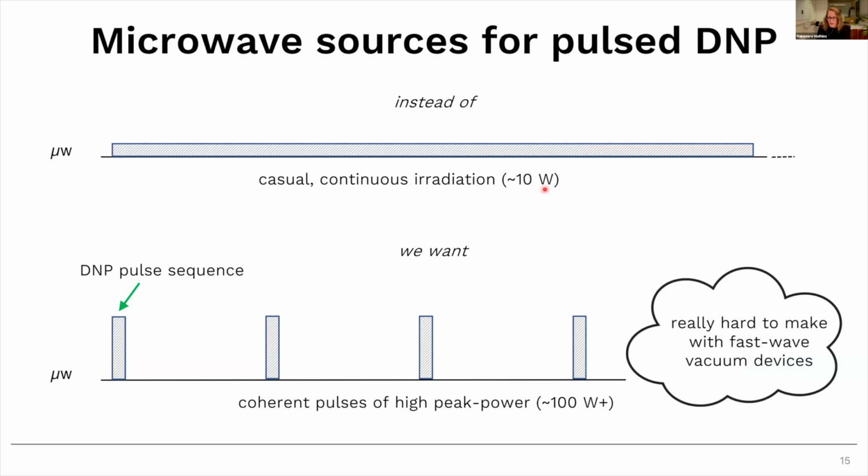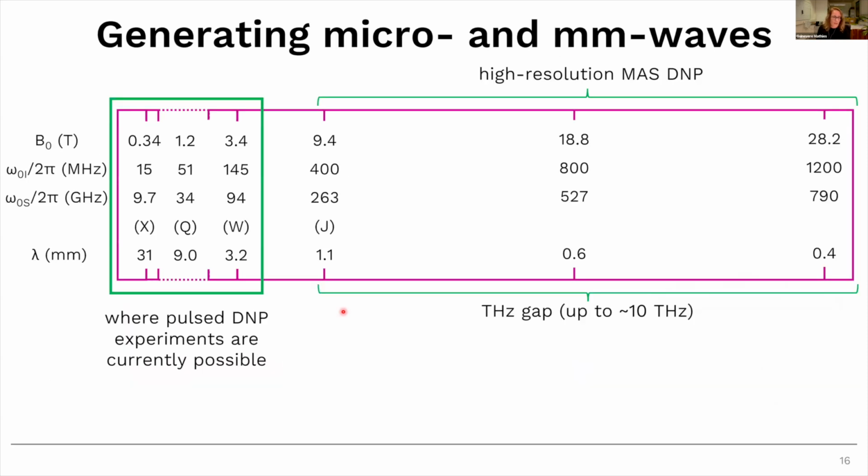Now the problem is that it's really hard to make these coherent high power pulses with a fast wave vacuum device. And so for that reason, for the moment, pulse DNP experiments are only possible at low fields and frequencies. So the experiments that I'm going to show you will be at the microwave frequency 9.7 gigahertz, also called X-band, and 34 gigahertz, also called Q-band. That corresponds to magnetic fields of 1.2 Tesla and 0.34 Tesla. Now, this is the region where pulse DNP experiments are currently possible. So we nevertheless decided not to let that deter us.